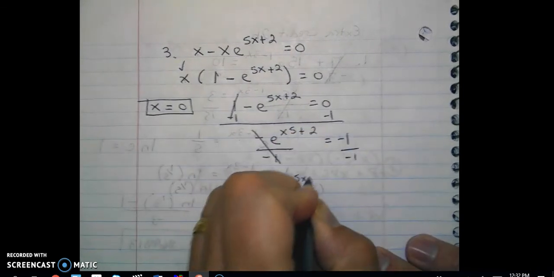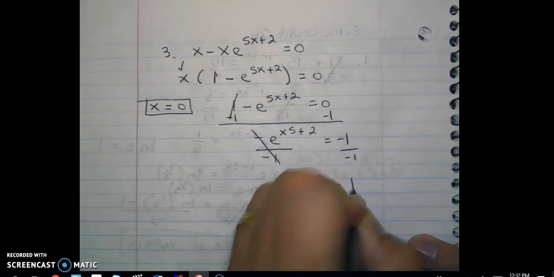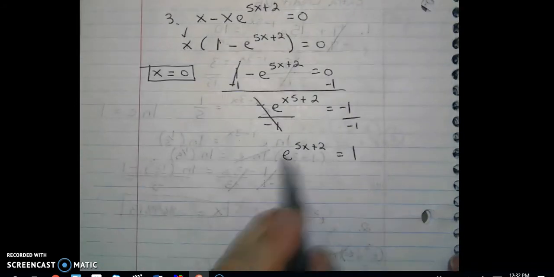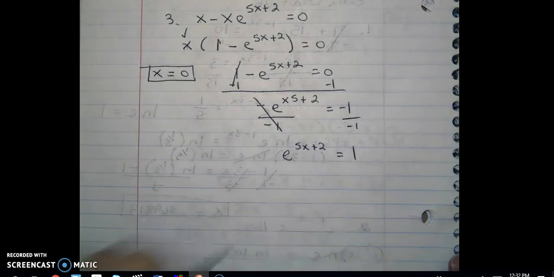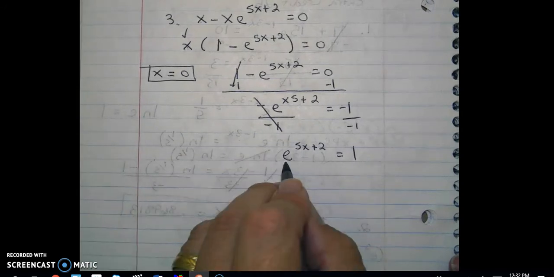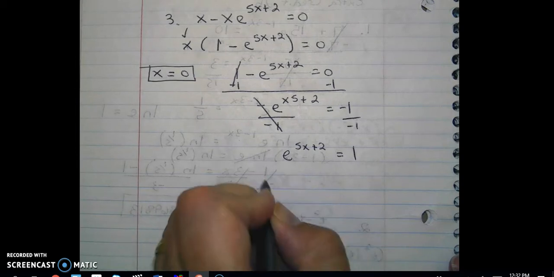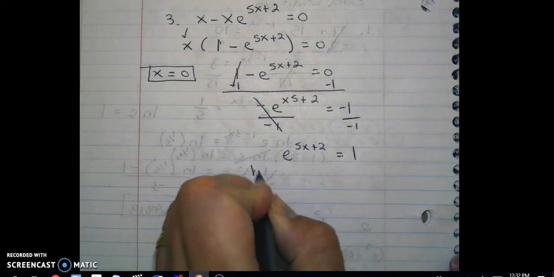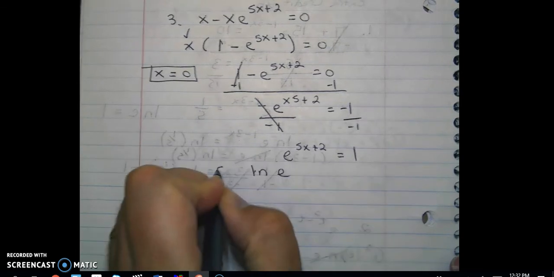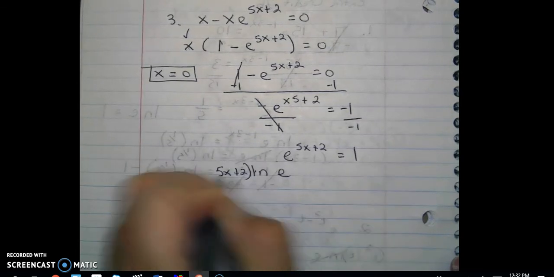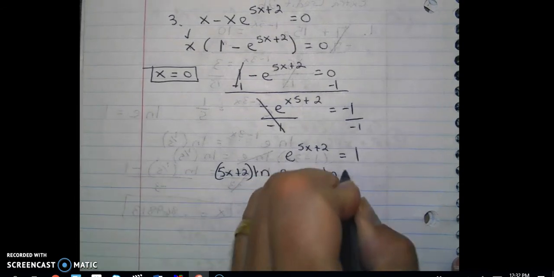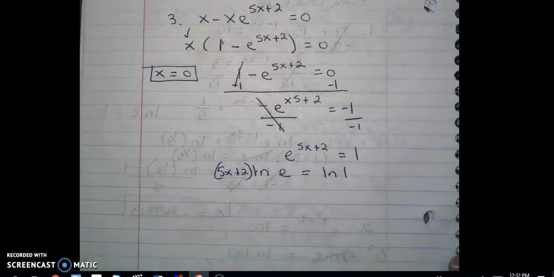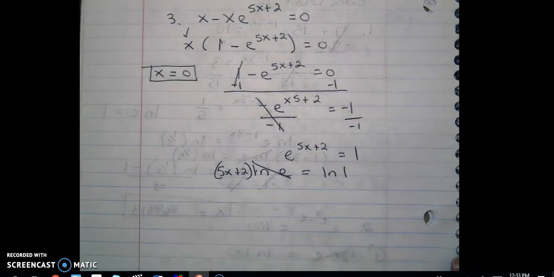Okay, all right. Now that we have it down to just a base and an exponent, do you remember what we do now? It's base e, so we're going to natural log both sides. Move that exponent down front. It's a group, so I'm going to put grouping symbols on it. Natural log on the other side.